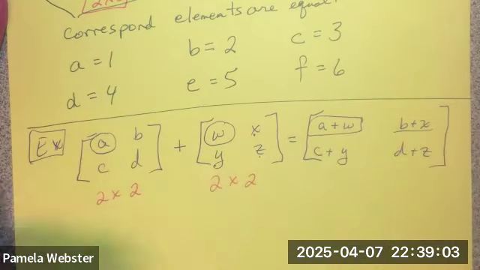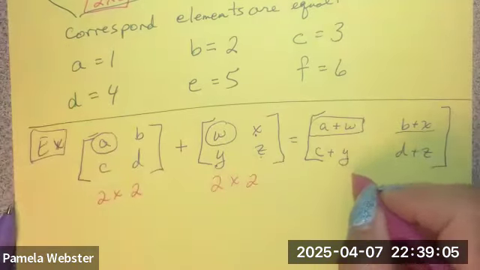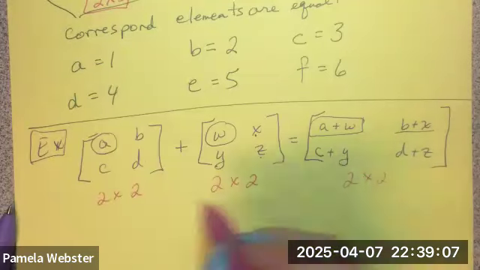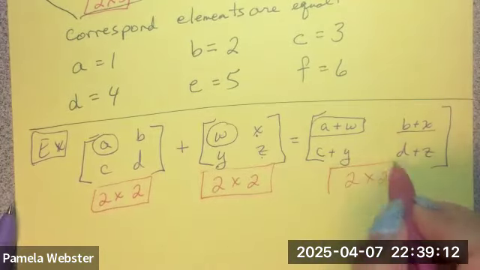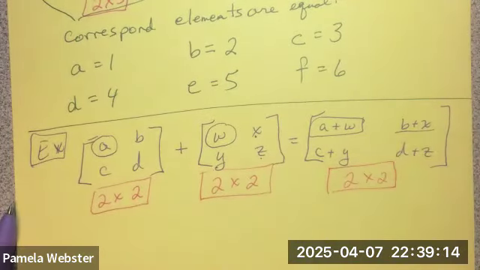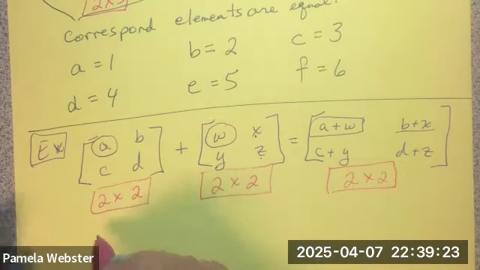And when I finish my answer, whenever I've added or subtracted, it had better be a 2 by 2 matrix. So all of these things, when I'm adding and subtracting, their sizes end up the same. Okay, their sizes are the same. Okay, cool beans. So here's what goes with that.